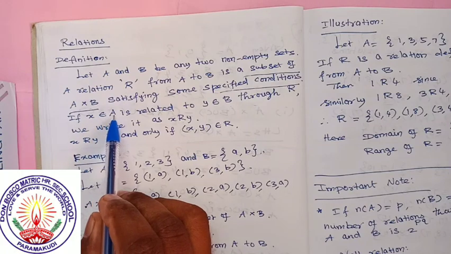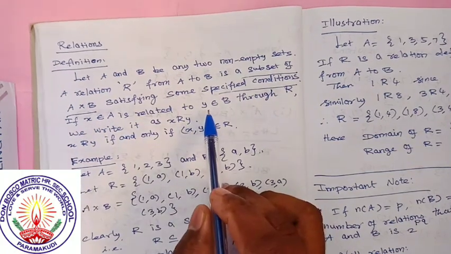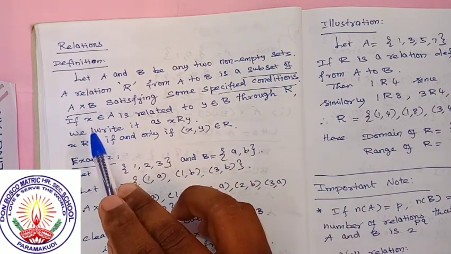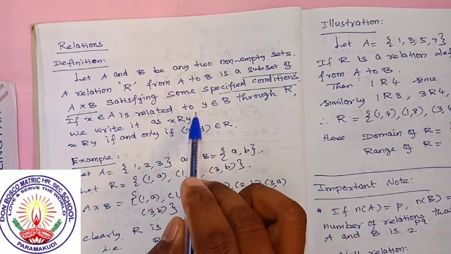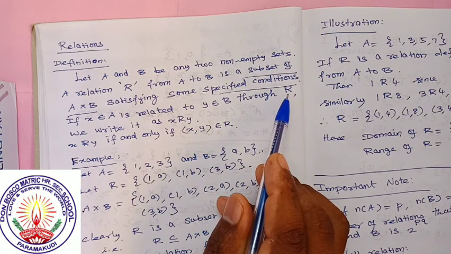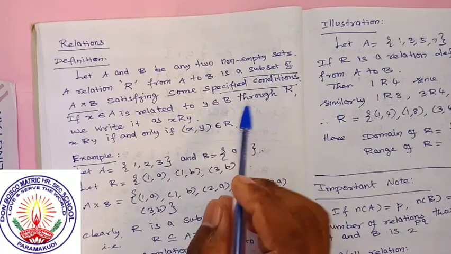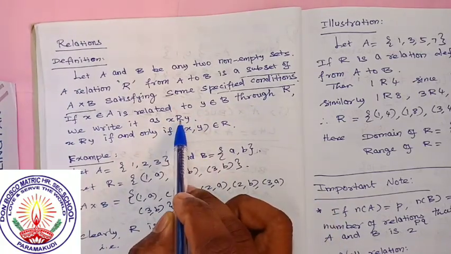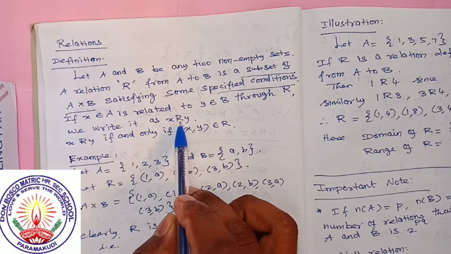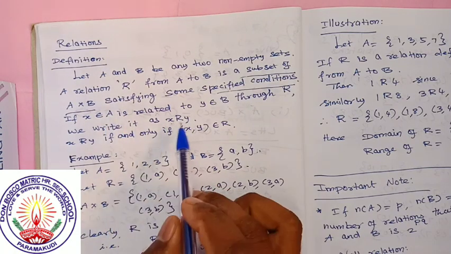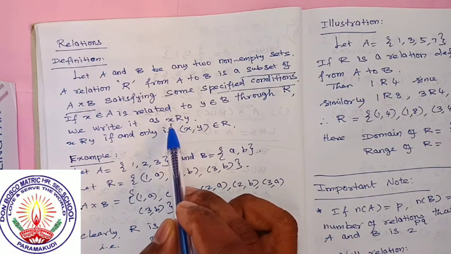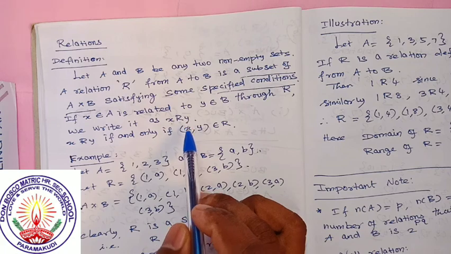Suppose x belongs to capital A and y belongs to capital B are related through the relation capital R, then we will write the relation as x R y. Symbolically we write x is related to y. That means x belongs to capital A and y belongs to capital B, and the relation is capital R. So x is related to y.